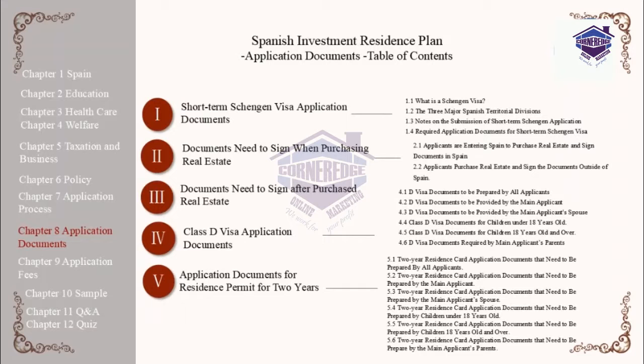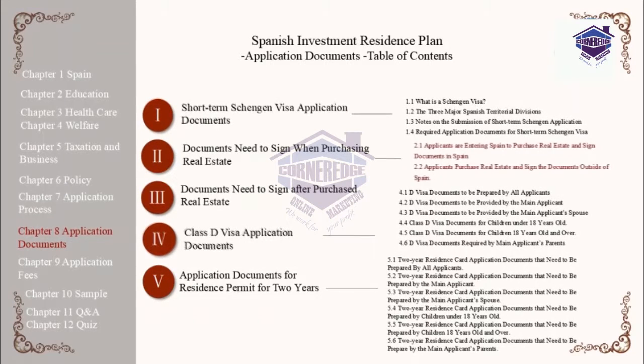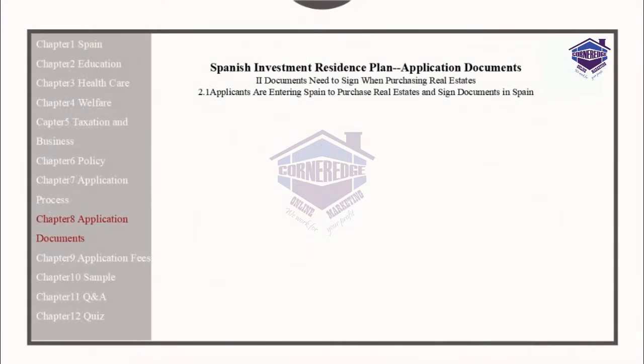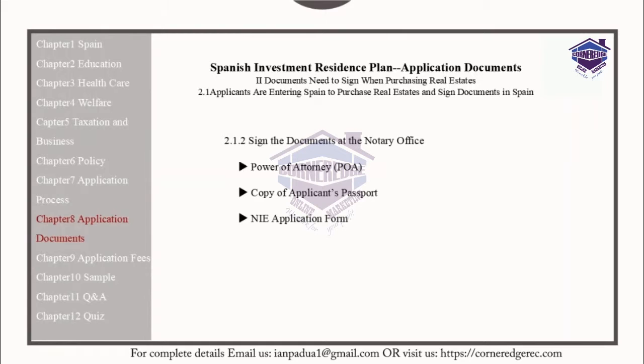In this PowerPoint, we will first begin with Part 2, Documents needed to sign when purchasing real estate. Some of the documents must be signed at the notary office. These include the Power of Attorney, or POA. They also include a notarized copy of the applicant's passport and the NIE application form.